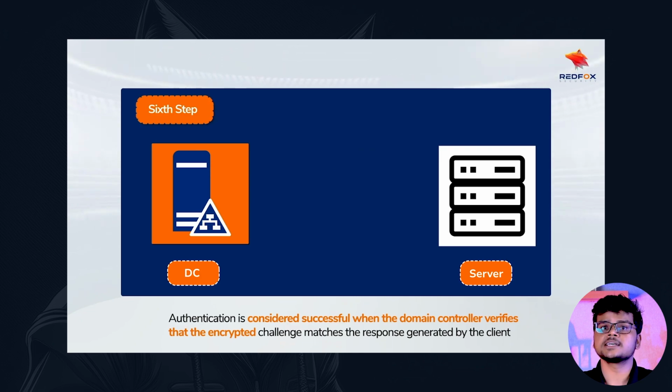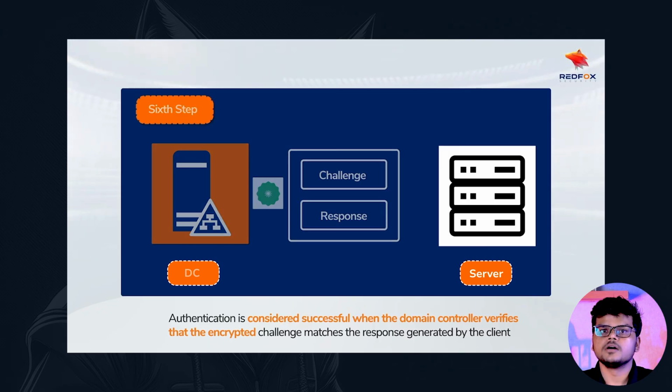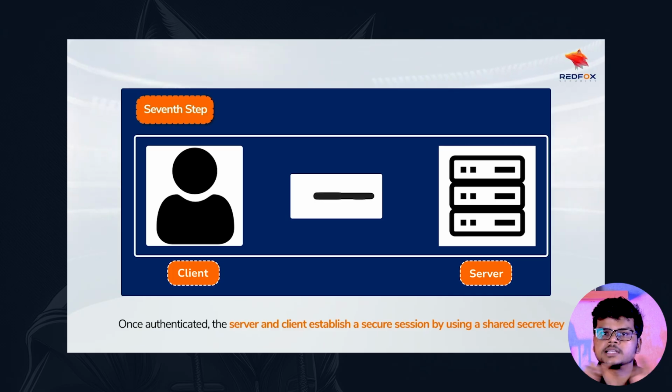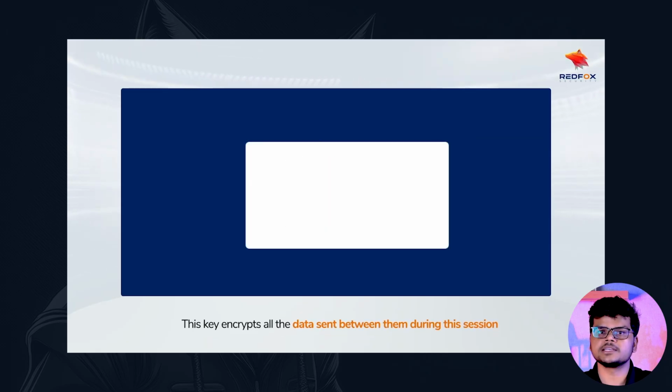Authentication is considered successful when the domain controller verifies that the encrypted challenge matches the response generated by the client. Once authenticated, the server and client establish a secure session by using a shared secret key. This key encrypts all the data sent between them during this session.